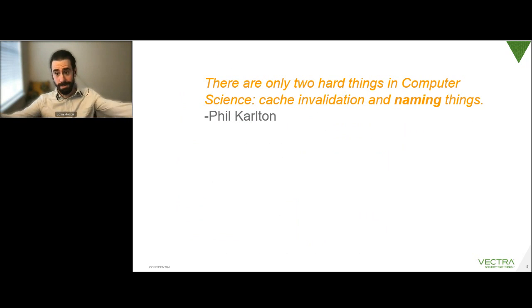To kick things off, I'm going to start with a quote. There are two hard things in computer science: cache invalidation, and naming things. This is a true problem. Language and how we talk about things is incredibly important, and a lot of thought has gone into it, despite what we take for granted in just the conversations we have day to day.